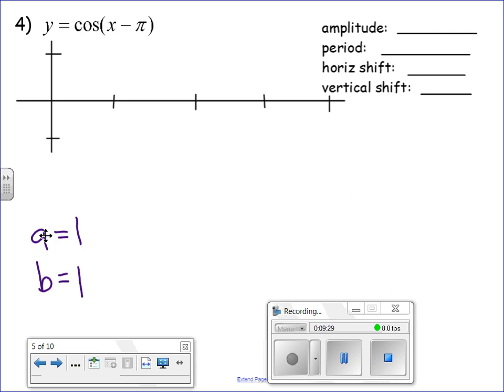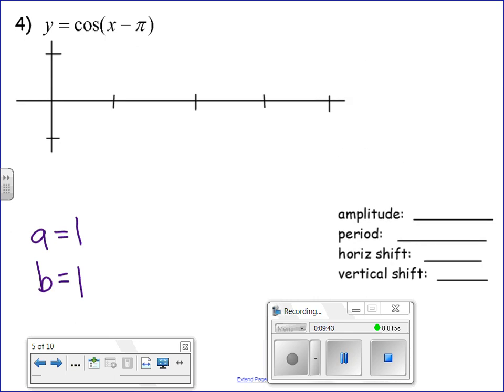The B would live in front of the parentheses, so it's also a 1. And the A lives out front, so it's invisible, so it's also a 1. Everybody go down A and B. Go ahead and find the amplitude and period all by yourself. We're back to using the cosine period formula, by the way. 2 pi over b.